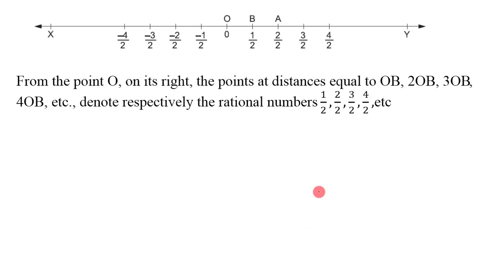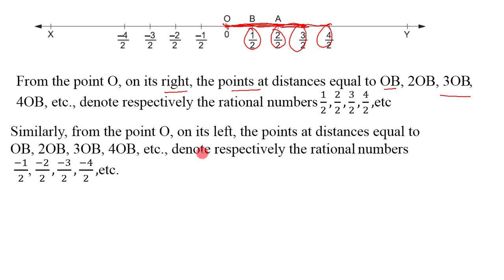Likewise, let us see this. From point O on the right side, take points at the distance of OB, 2 times OB, 3 times OB. 1 time OB is 1 by 2, 2 times OB is 2 by 2, 3 times OB is 3 by 2, 4 times OB is 4 by 2. Likewise, towards the right we have to take like this, and in the same manner towards the left.